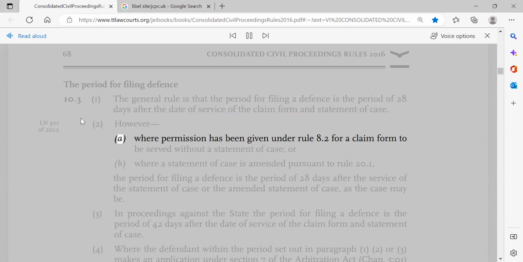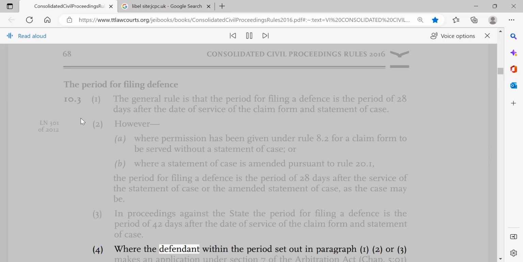2. However, a. where permission has been given under Rule 8.2 for a claim form to be served without a statement of case, or b. where a statement of case is amended pursuant to Rule 20.1, the period for filing a defense is the period of 28 days after the service of the statement of case or the amended statement of case, as the case may be. 3. In proceedings against the state, the period for filing a defense is the period of 42 days after the date of service of the claim form and statement of case.